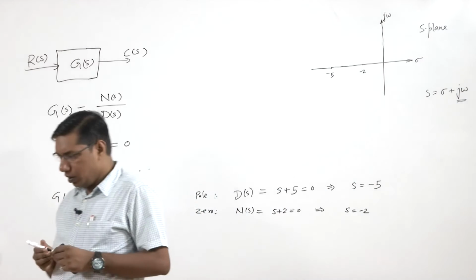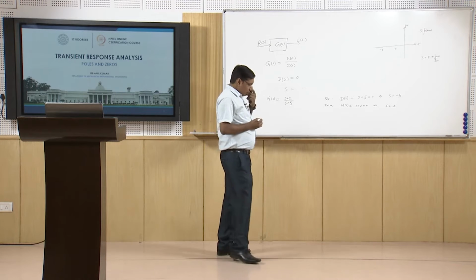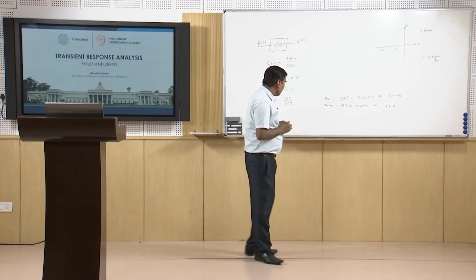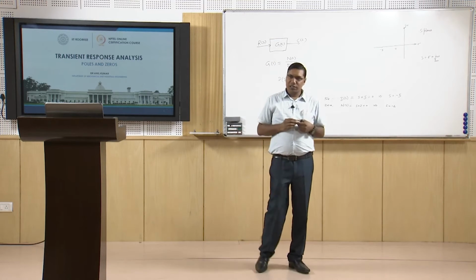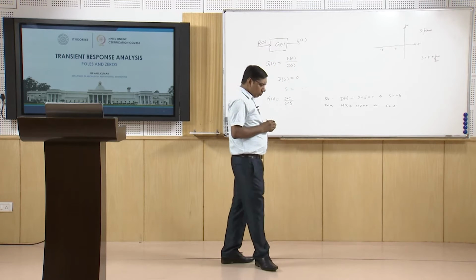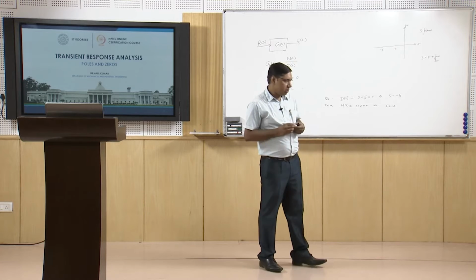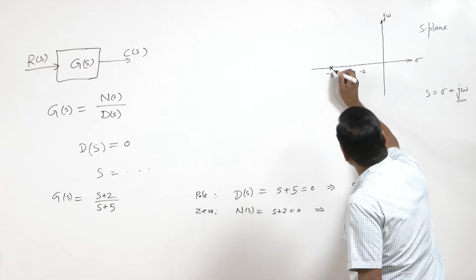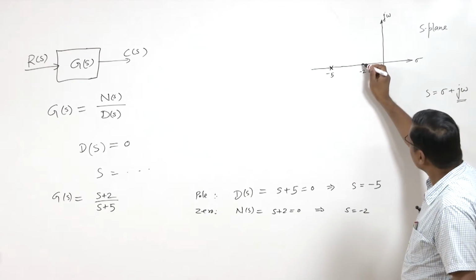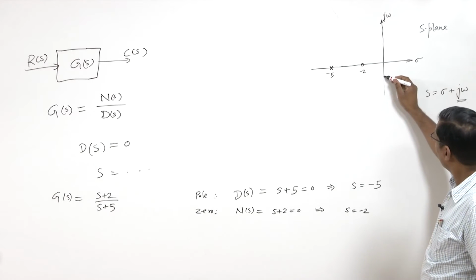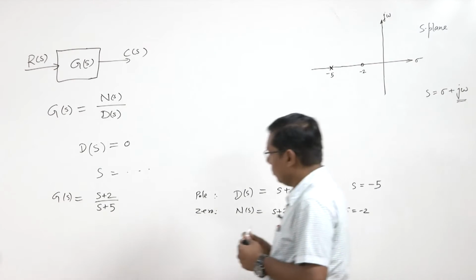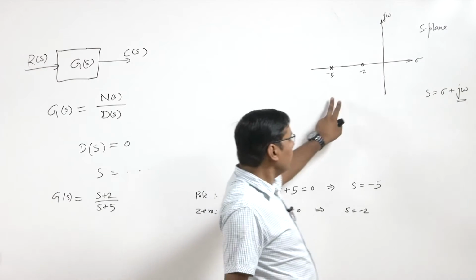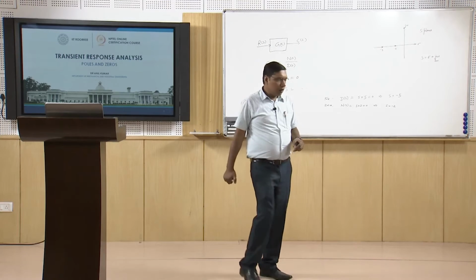Now there is a different representation for poles and zeros. A zero is represented as a small circle, and a pole is represented as a cross. So here we have the pole s equal to minus 5, which we show as a cross, and the zero we show as a small circle. So we have shown the poles and zeros of a system on the s plane.